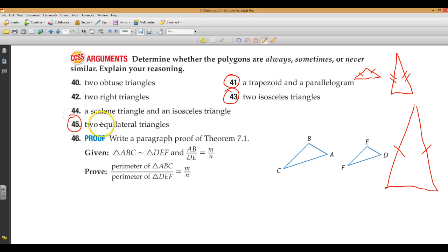For number 45, two equilateral triangles are always similar because their corresponding angles are always congruent, because equilateral triangles always have angles of 60 degrees. And since all three sides are congruent in an equilateral triangle, then their corresponding sides will always be in the same ratio.